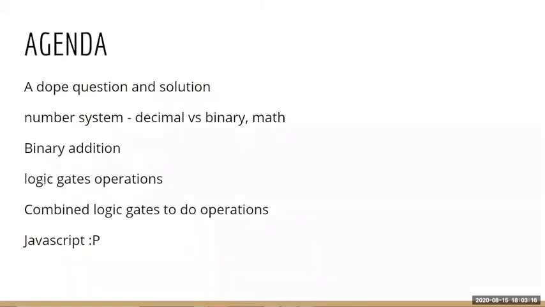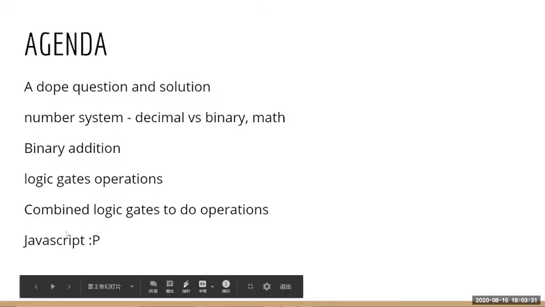And then we're going to look at logic gates, which is how you make an electrical circuit perform some binary calculation. And we're going to look at how you combine logic gates to do some operations like addition, and then a little bit of JavaScript to test out our binary stuff. All right, first, we're going to go into that dope question.